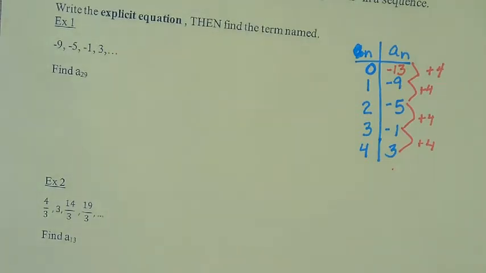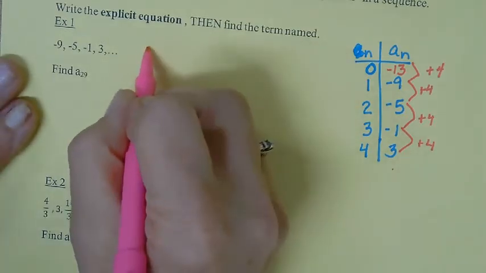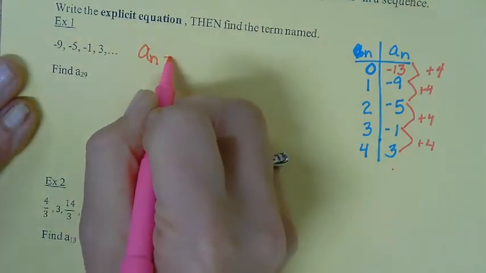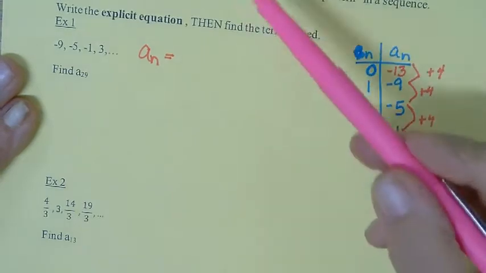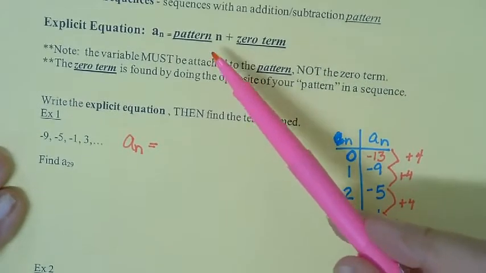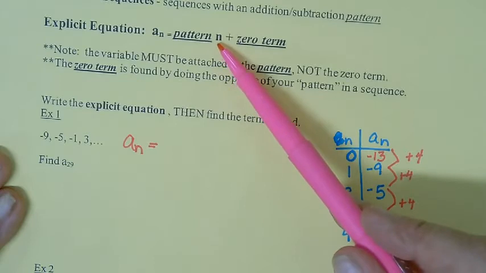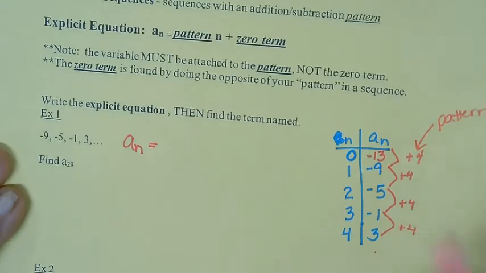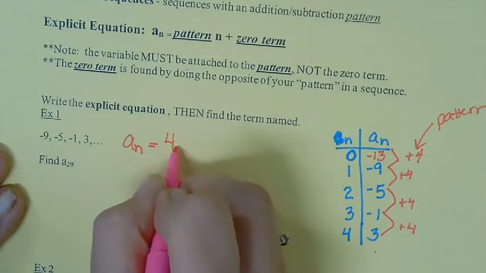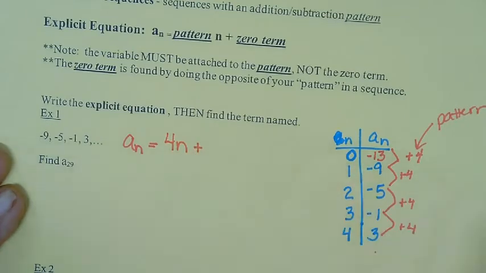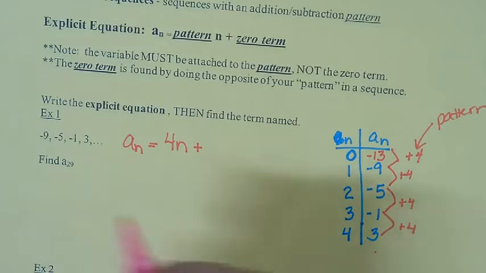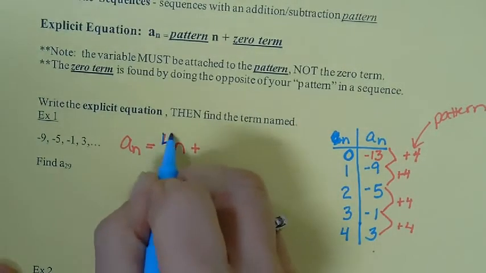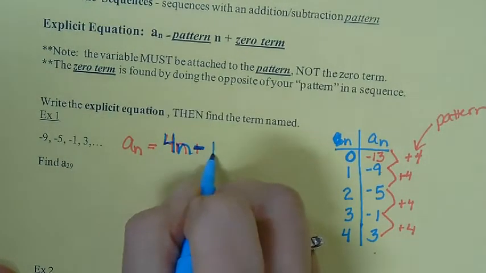Okay. So now we're going to write the equation. It's a sub n equals, according to our equation here, the pattern times n. So this is your pattern, which is adding 4. So it's just 4n plus the 0 term, which is -13. So actually what I could put here is 4n minus 13.